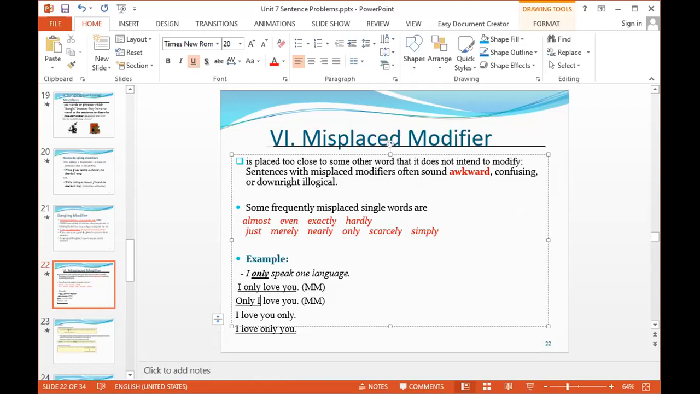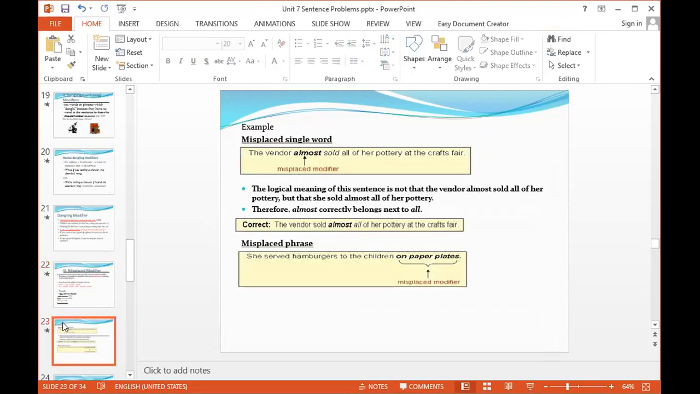Okay? That's why when you use these adverbs here like almost, even, exactly, hardly, merely, nearly, only, scarcely, and simply, if you put them in the wrong place, it can become what? A misplaced modifier. This is just an example for you here.